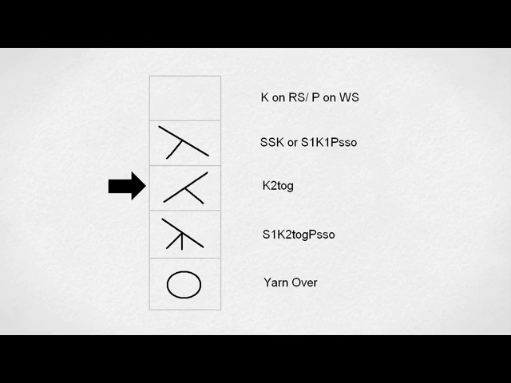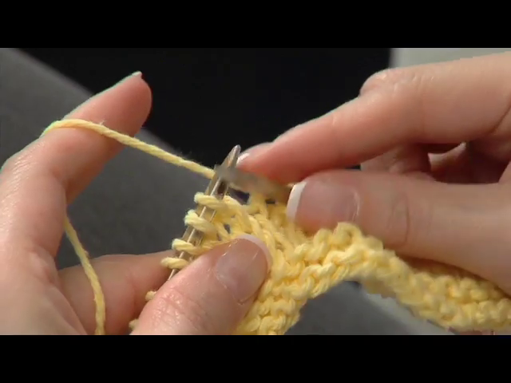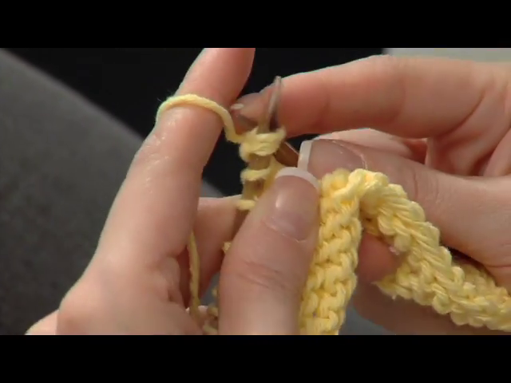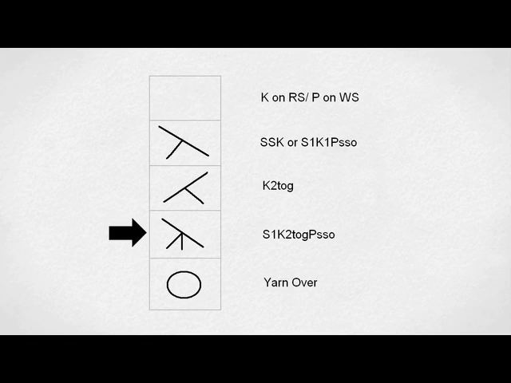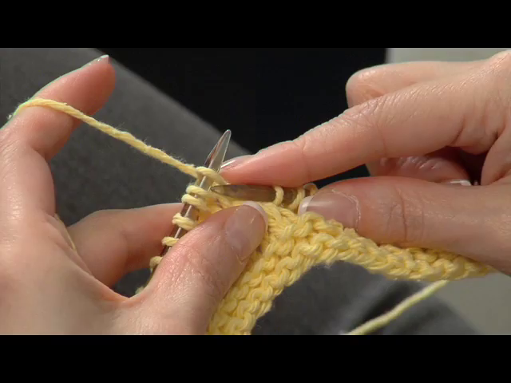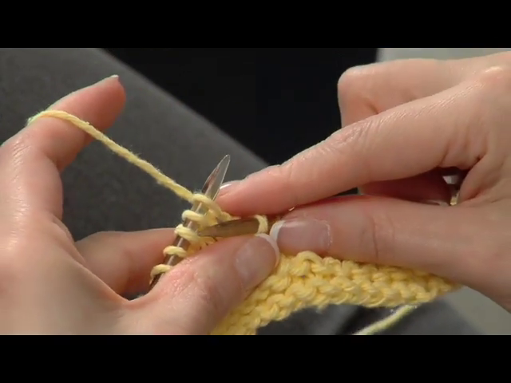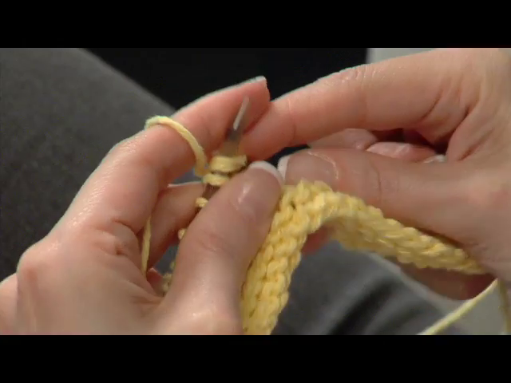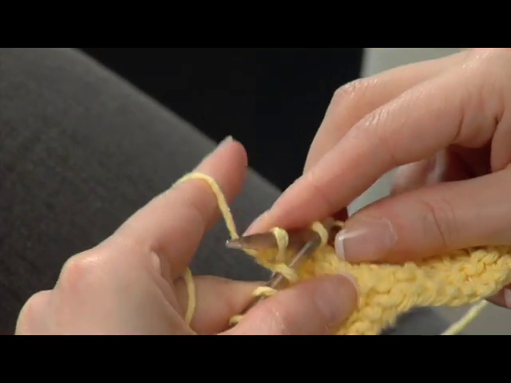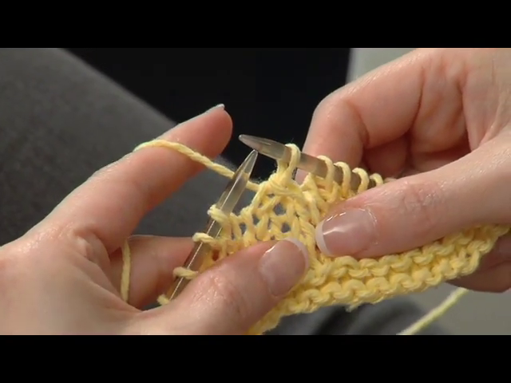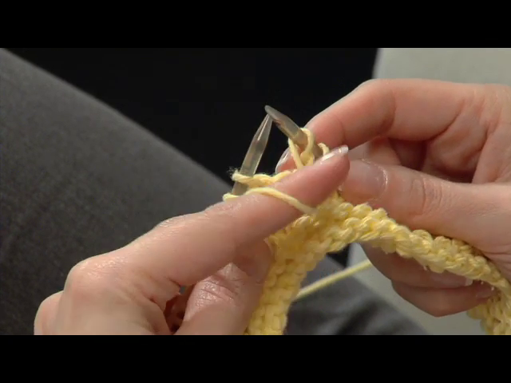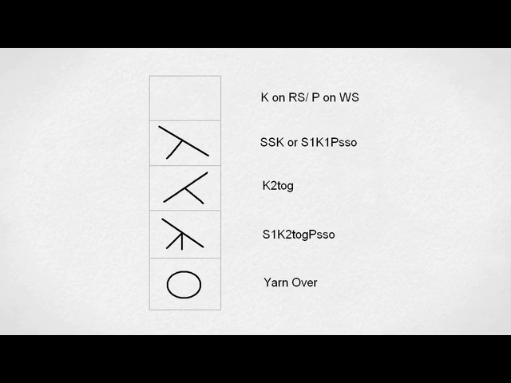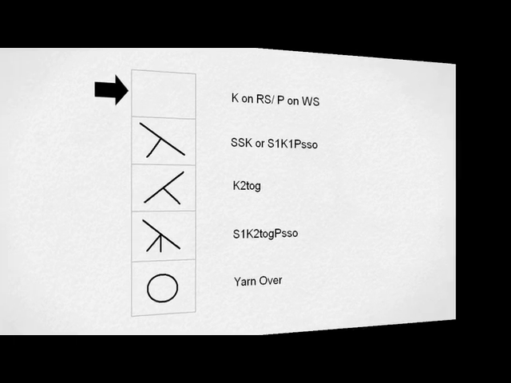A right slanting decrease is represented by this, which symbolizes a knit 2 together. Double decrease is represented by this, which symbolizes slip 1, knit 2 together, pass the slip stitch over. An increase is represented by this, which symbolizes a yarn over. A knit stitch or purl stitch is represented by an empty square.